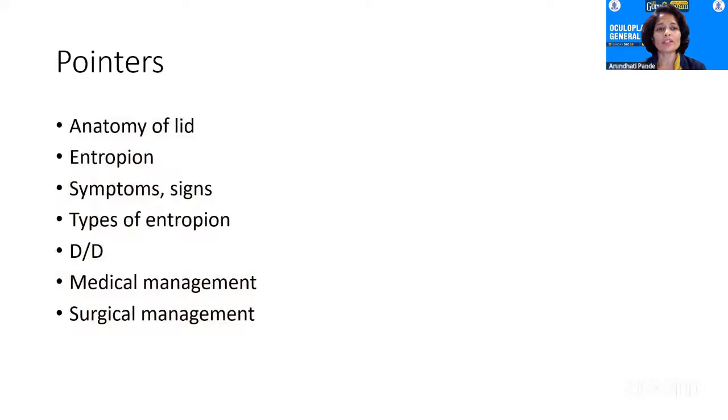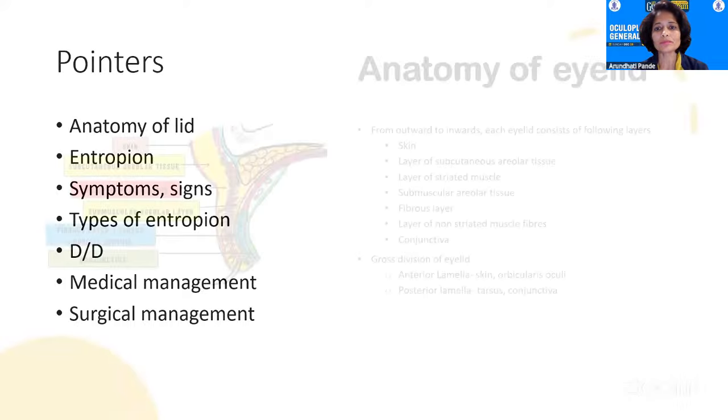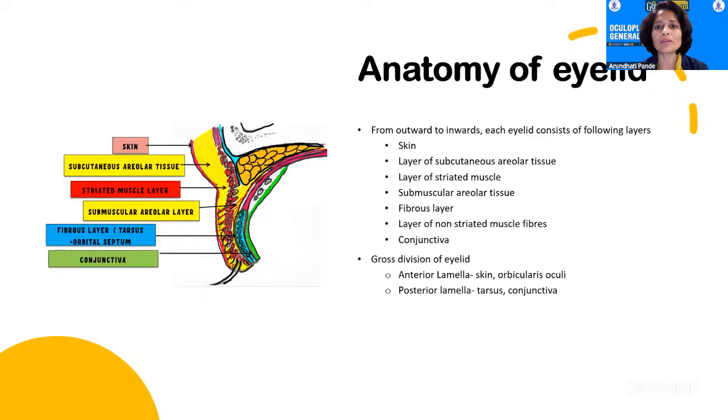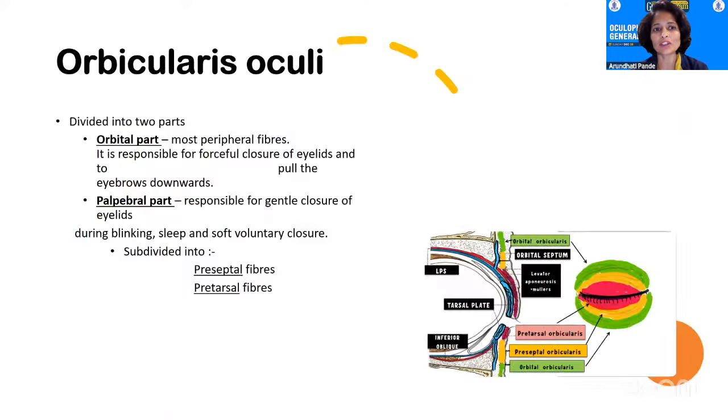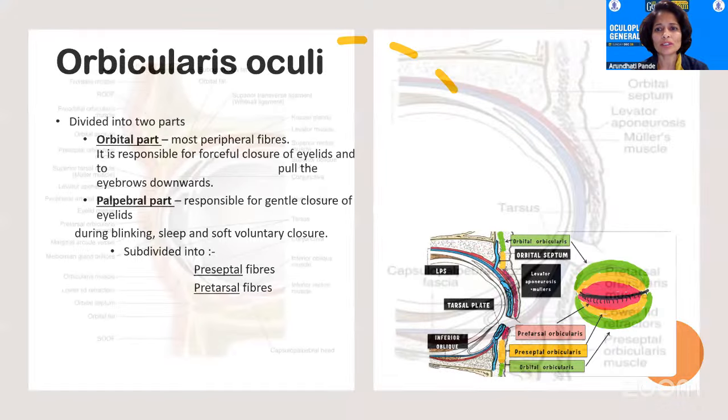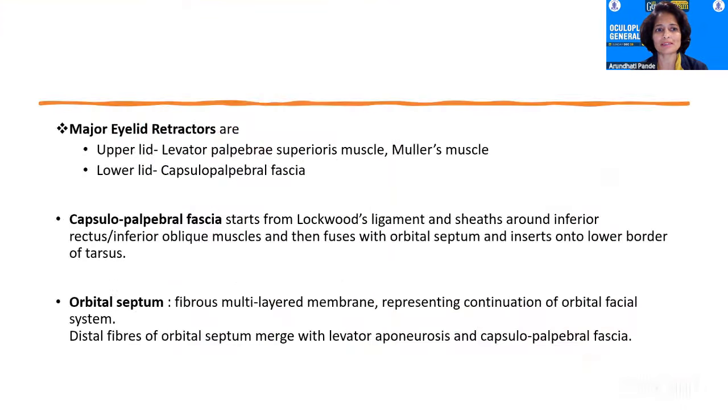So I'll be talking about anatomy of the lid, entropion, signs and symptoms, types of entropion, what are the differentials, medical management and surgical management. I'm skipping this because Dr. Maria ma'am took this session very nicely. I'm just skipping these few slides. Anatomy, the orbicularis oculi, because this is again a repeat session.